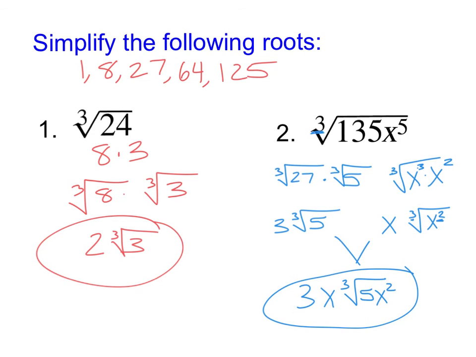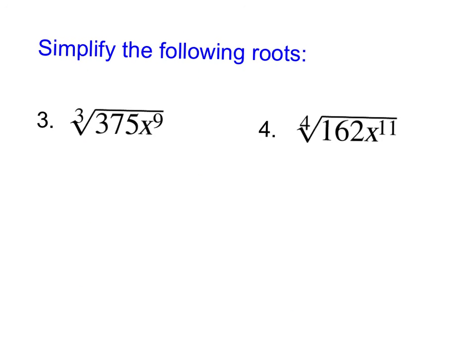So when it's a cube root, we're looking at multiples of 3. If it was a fourth root, it would be multiples of 4. A fifth root, multiples of 5 for your variables. All right, so pause and try this one.